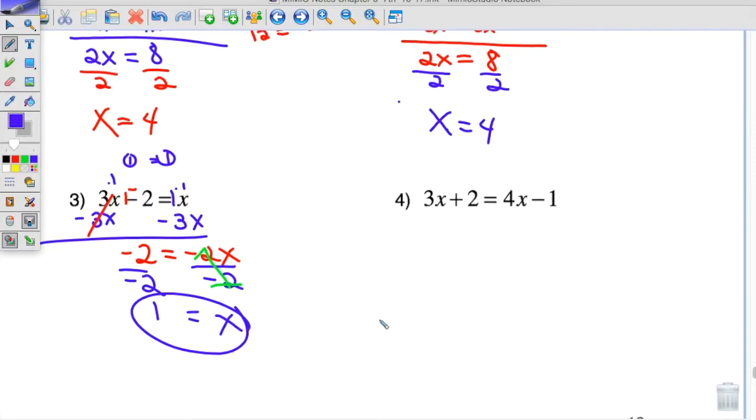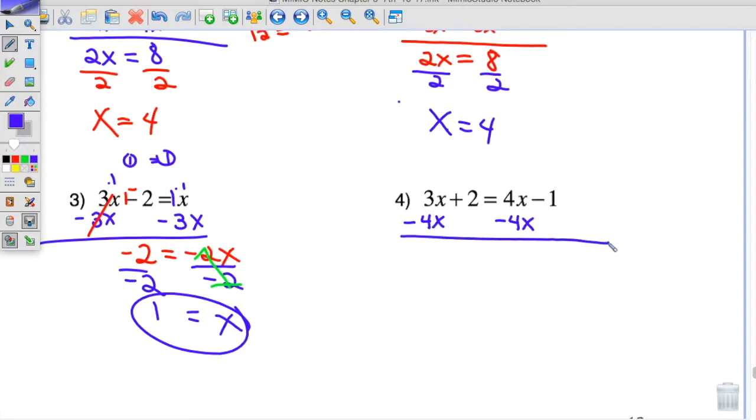Number 4 is 3x plus 2 is equal to 4x minus 1. We have variables on both sides. We have an equal amount of terms on both sides. So we can get rid of either the 3x or the 4x. I like to always get rid of the variables on the right-hand side. So my answers look like 1 and 2, where it says x equals. If I get rid of the 3x, I'm going to have my answer look like number 3, where it says 1 equals x. So I'm going to subtract 4x from both sides.